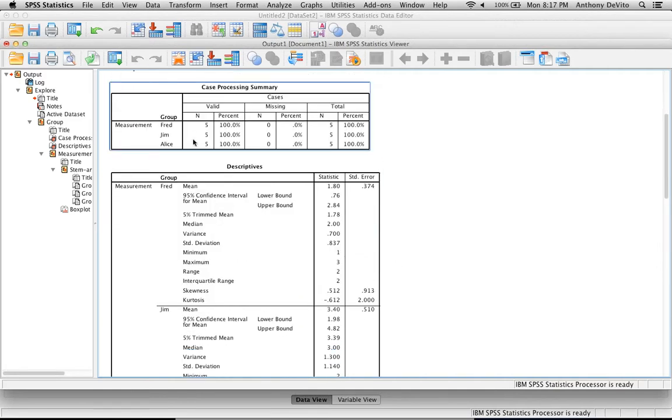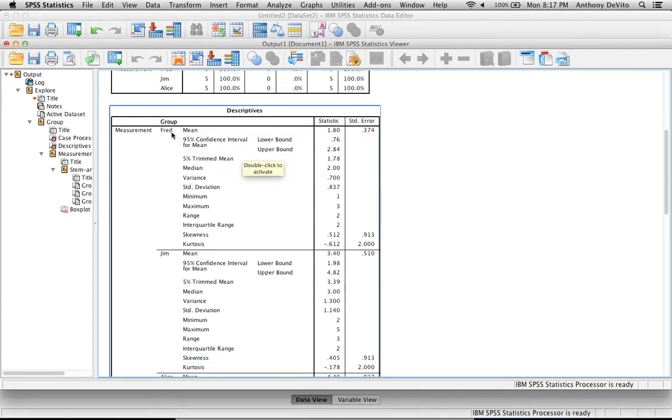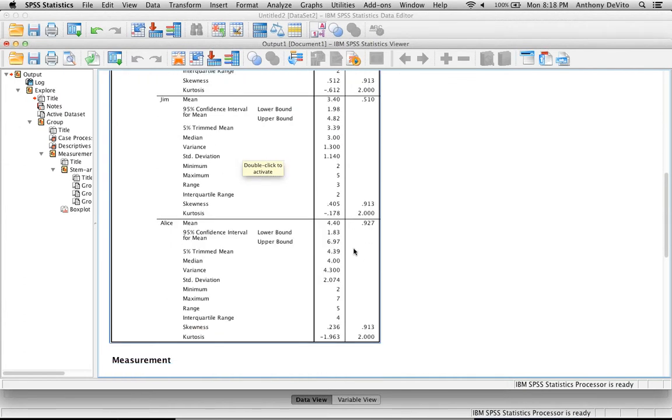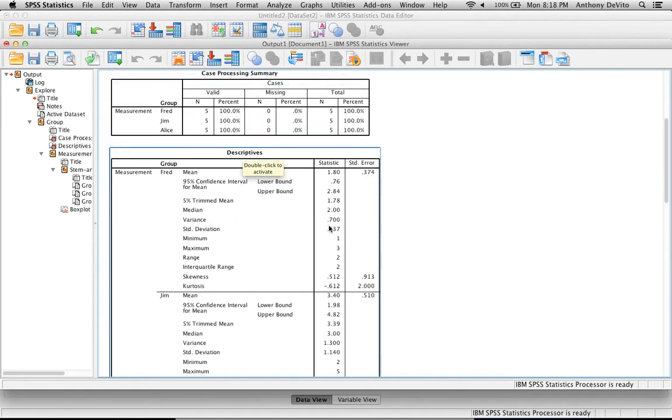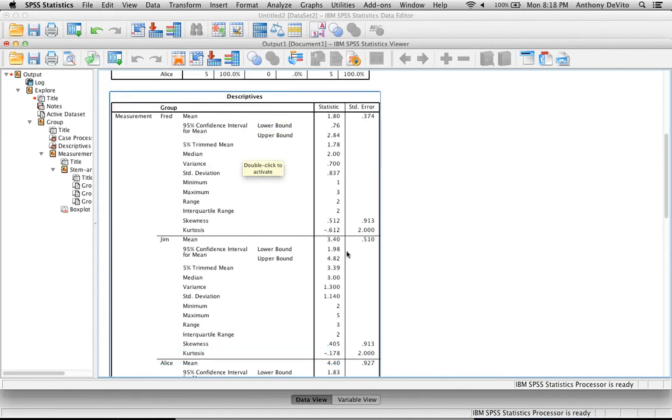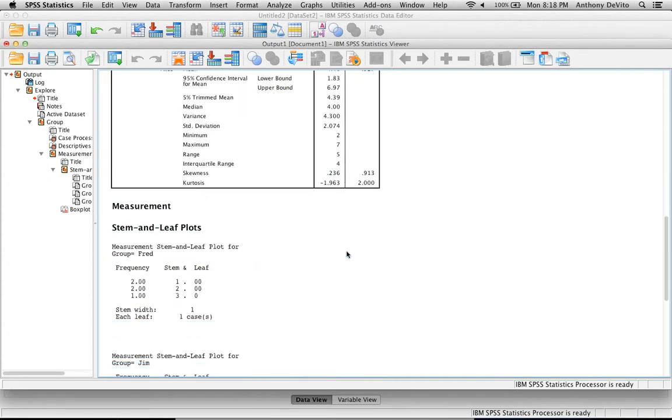We get 5 values for Fred, 5 values for Jim, 5 for Alice. The mean for Fred was 1.8. Mean for Jim was 3.4. Numbers sound familiar? Same thing we got in Excel, right? Alice was 4.4. Okay, that's all I'm going to play with right now.